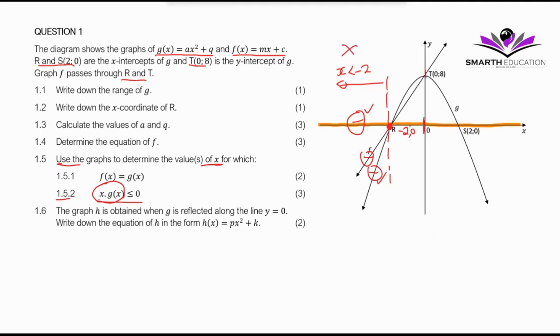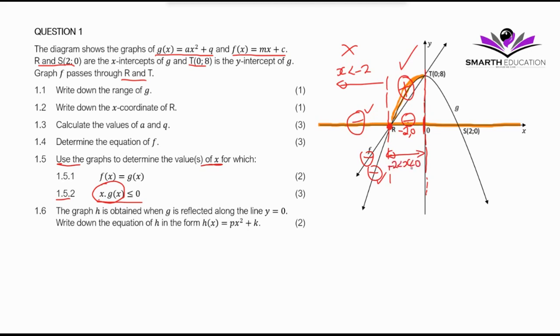And then now between -2 and 0, where's g of x? This is g of x. That's g of x is positive. So g of x is positive and x value is negative. So here it is fine because positive times negative will give us negative. So this is what we want. So between -2 and 0.